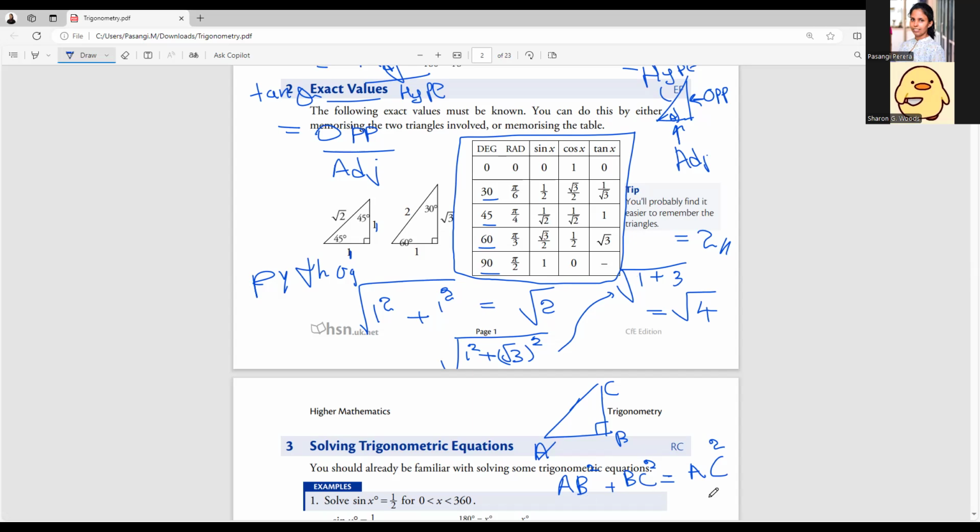Okay, done. Now that part is done. So let me erase this one and move to the solving part.